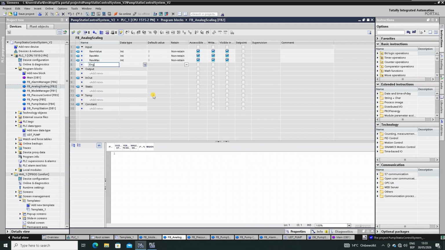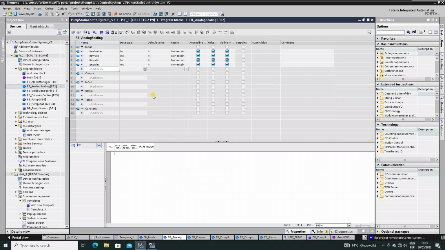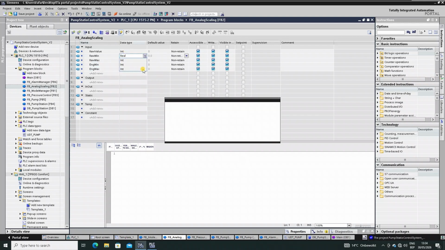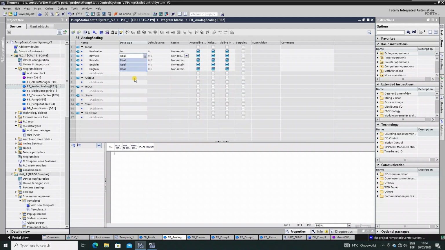The fourth input is eng min. This is the minimum engineering value. The fifth input is eng max. This is the maximum engineering value. For example, for a pressure transmitter from 0 to 10 bar, eng min will be 0.0 and eng max will be 10.0. Now let us look at the outputs.